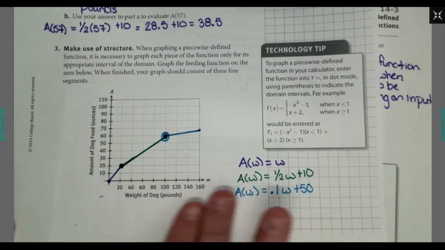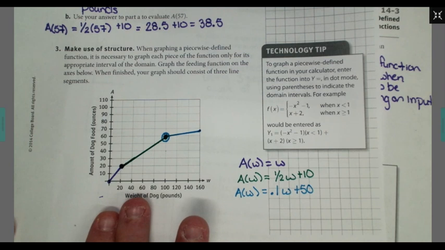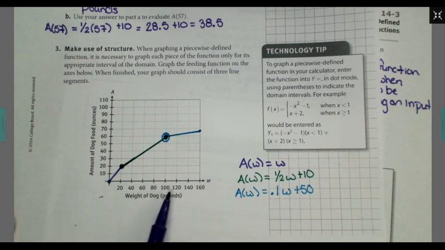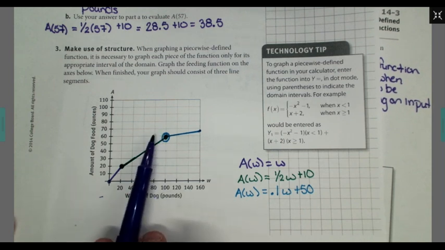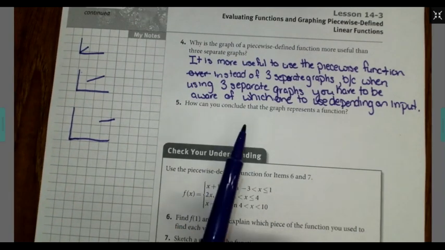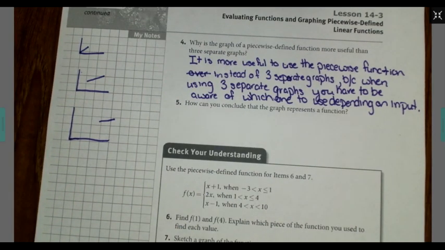Whereas with it all on one chart or one picture, I don't have to determine which section to look at. All I have to do is go to the X value and then find out where it corresponds on the Y. So definitely a time saver to put them all together.